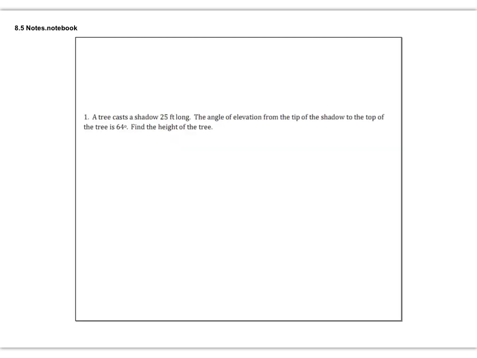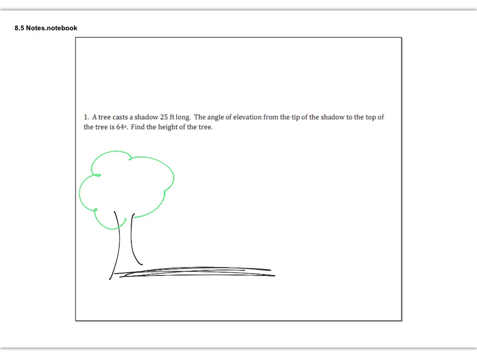A tree casts a shadow 25 feet long. The angle of elevation from the tip of the shadow to the top of the tree is 64 degrees. Find the height of the tree. All right, first, draw your best tree. There it is. The tree casts a shadow that is 25 feet long. Go ahead and draw in the shadow. Our shadow will be on the ground here. It is 25 feet long.